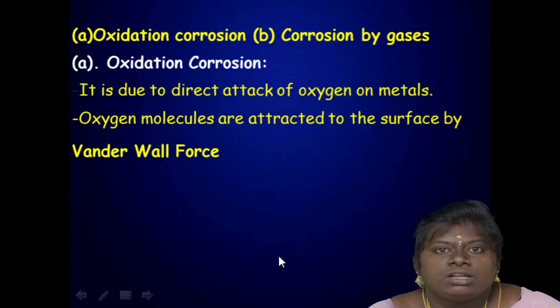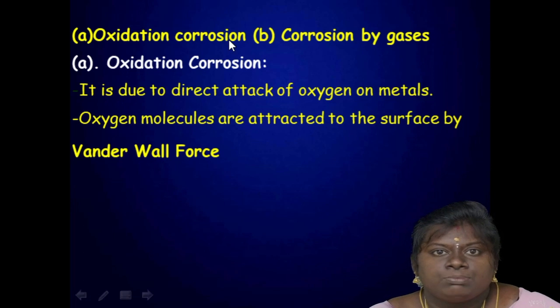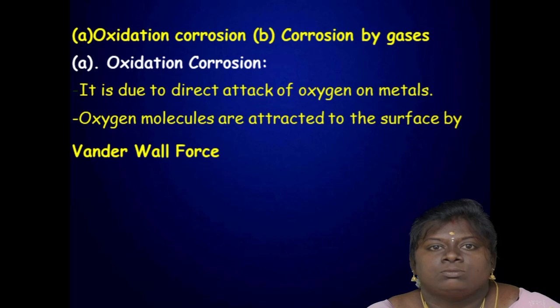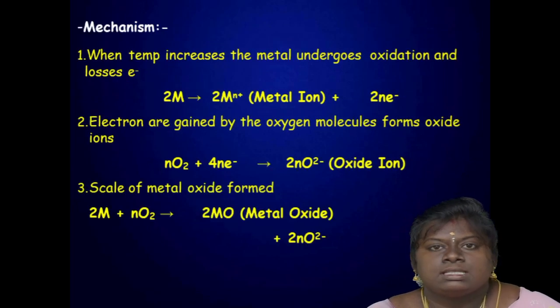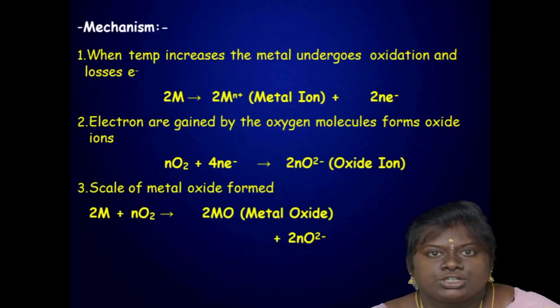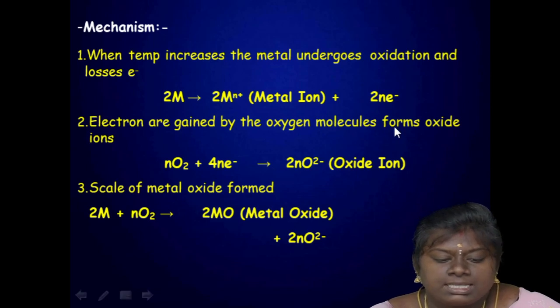Dry corrosion has two types. One is oxidation corrosion, otherwise called corrosion by gases. It is the direct attack of oxygen molecules on the metal surface, through van der Waals forces. The simple mechanism of oxidative corrosion is that at high temperature the metal undergoes oxidation and loses electrons, so the metal becomes metal ions: 2M → 2M+. The electrons lost are gained by the oxygen molecule, forming oxide ions.